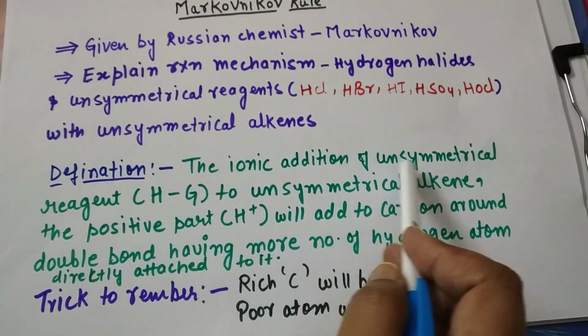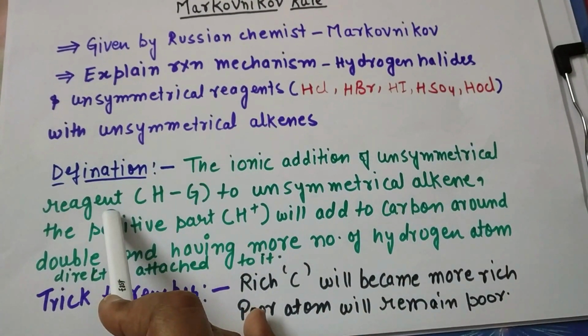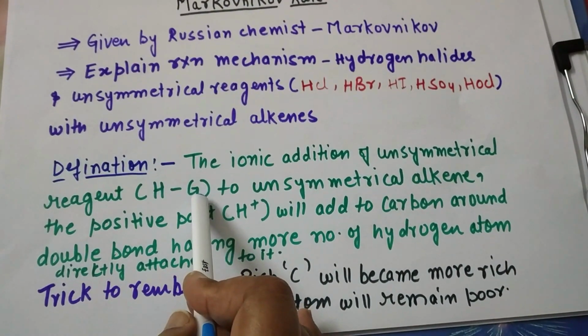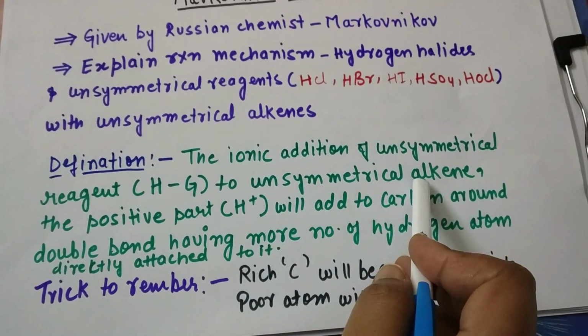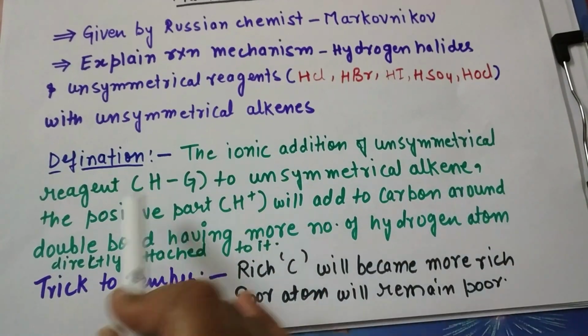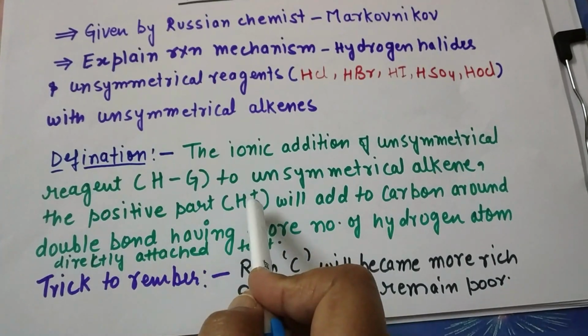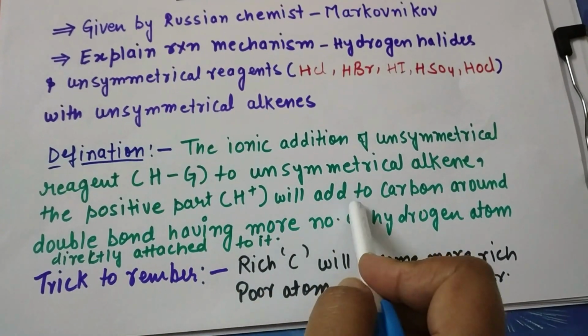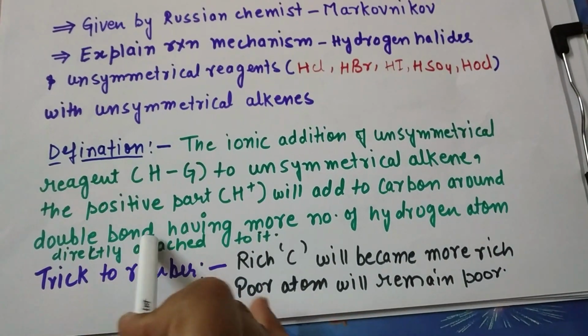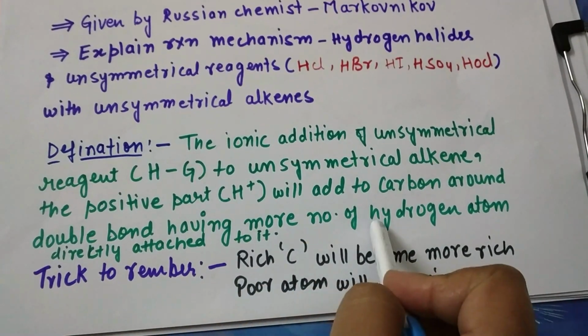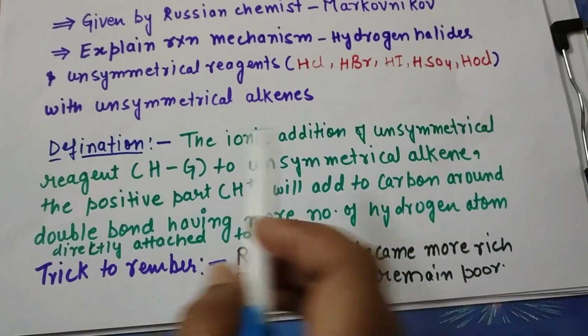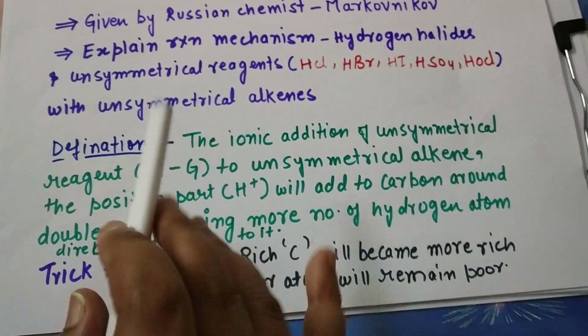The ionic addition of an unsymmetrical reagent, indicated by HG, to an unsymmetrical alkene: the positive part, hydrogen or proton, will be added to the carbon around the double bond having the more number of hydrogen atoms directly attached to it.